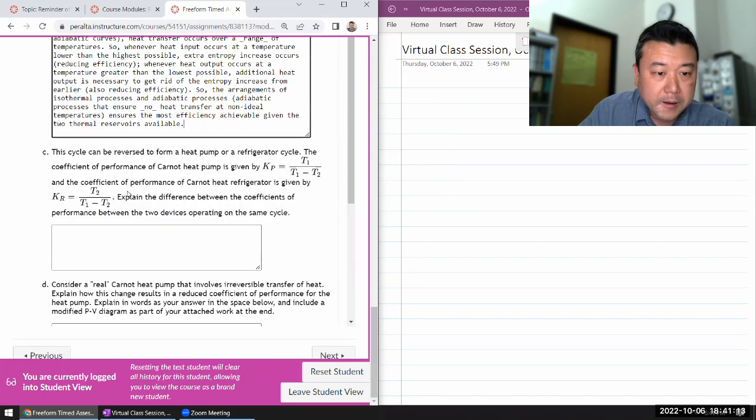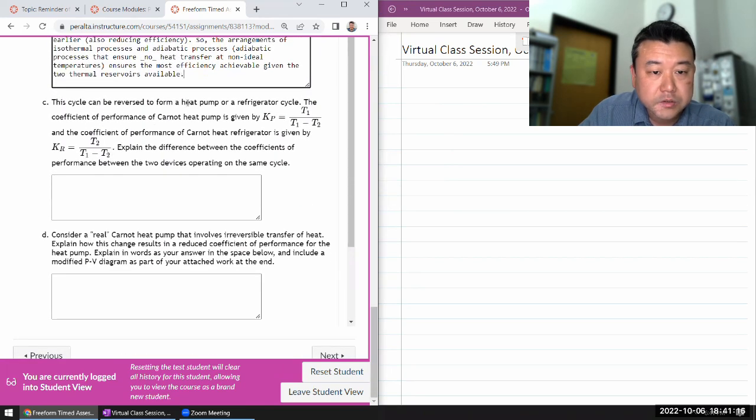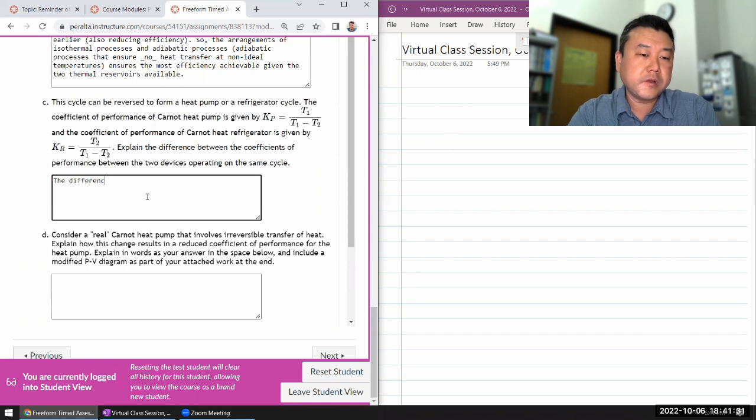Okay. The cycle can be reversed to form a heat pump or refrigerator cycle. Coefficient given by that, right? The difference comes down to a difference of what we want. In general, efficiency or coefficient of performance is the ratio of what we want divided by what we pay.